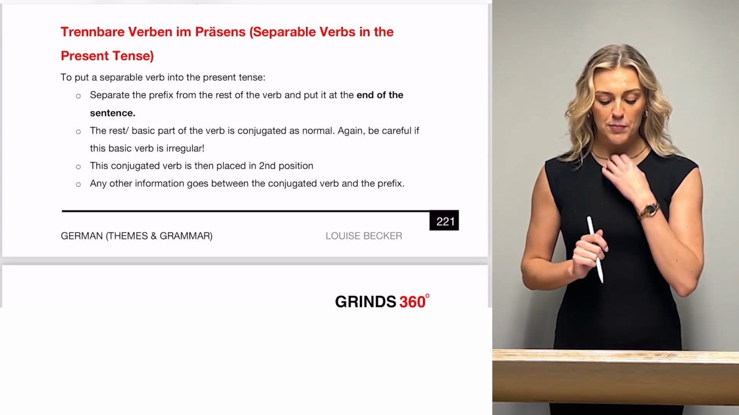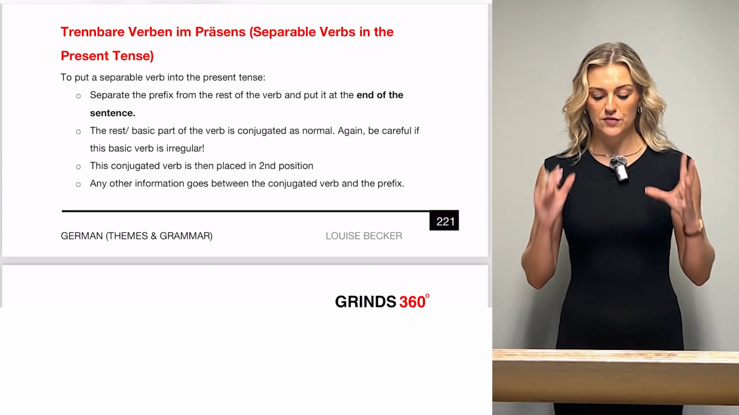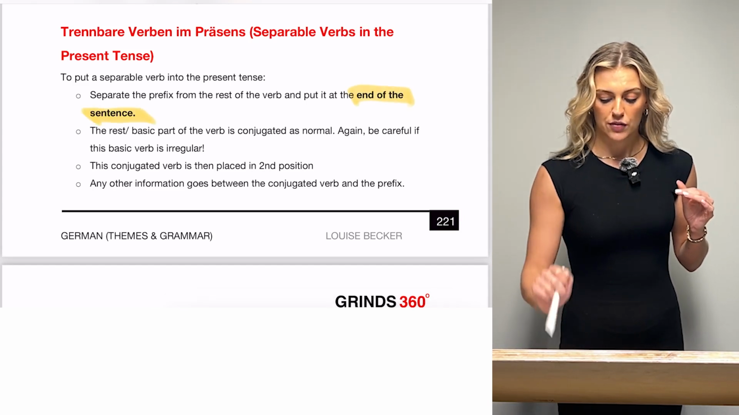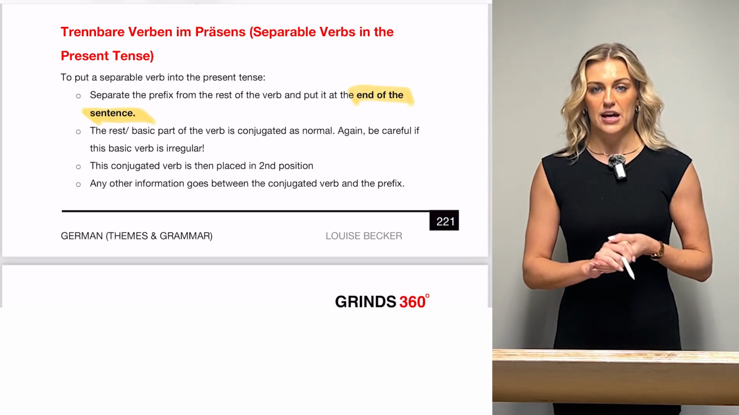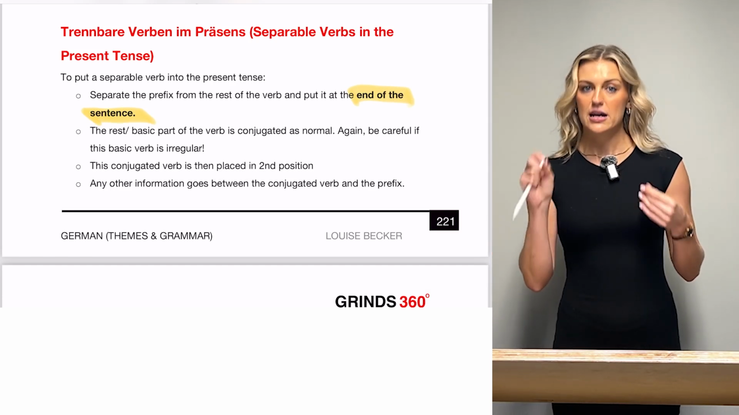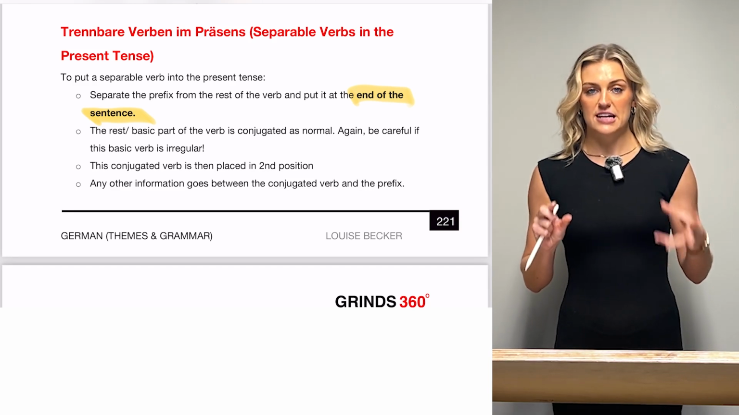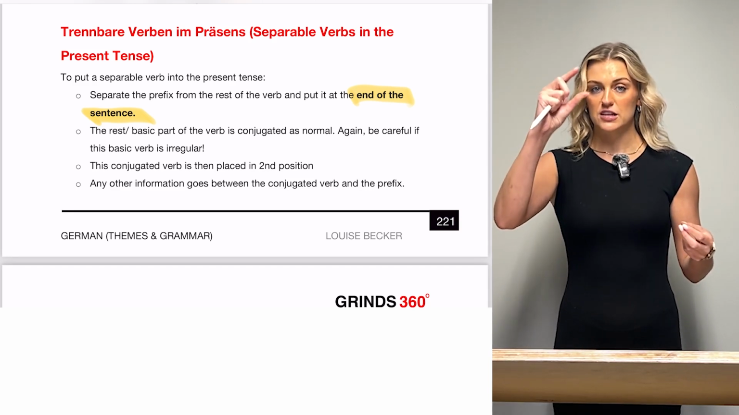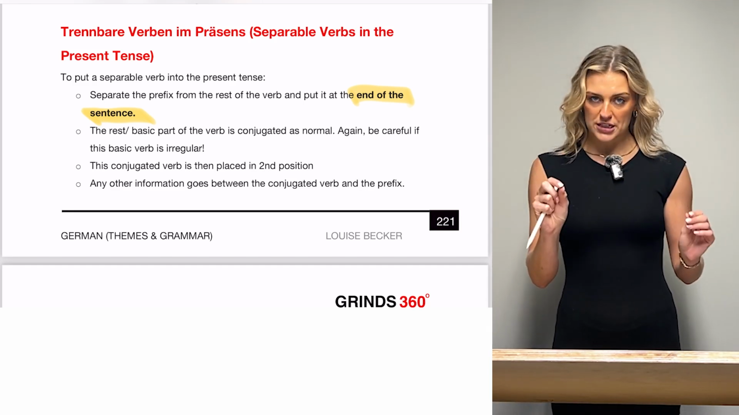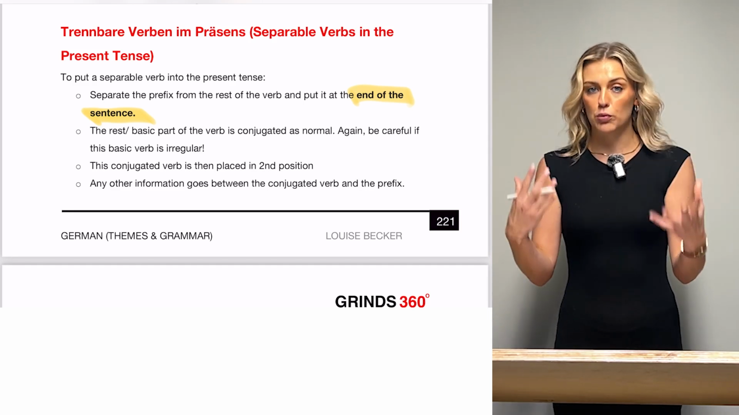So, to put a separable verb into the present tense, we separate the prefix from the rest of the verb and put it at the end of the sentence. So, that is ganz wichtig, very, very important. Hence the name separable verbs. We separate the prefix, okay? So, if we have a separable verb, we want to put it into the present tense. First thing you do is you get your prefix, you separate it, and you put it at the very, very end, okay?